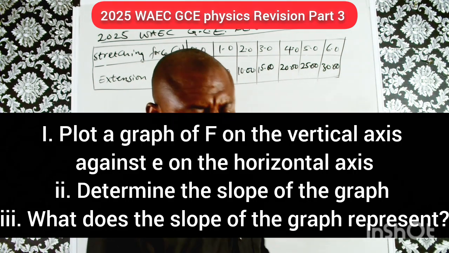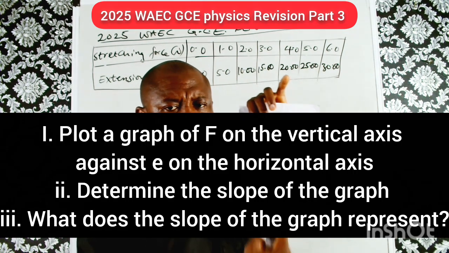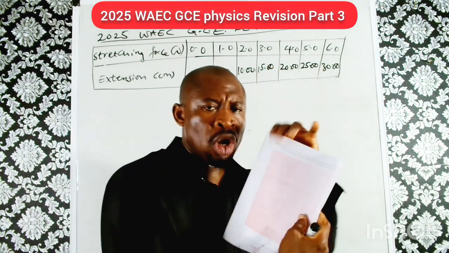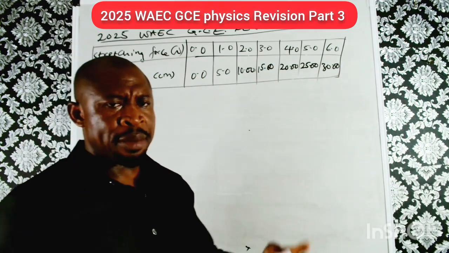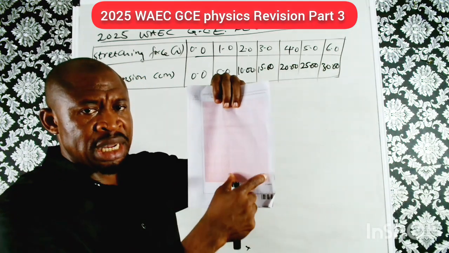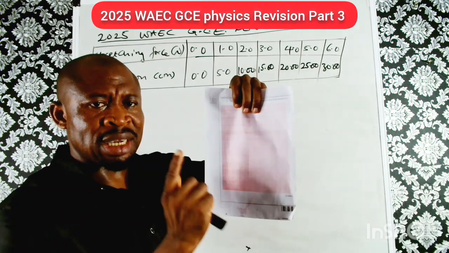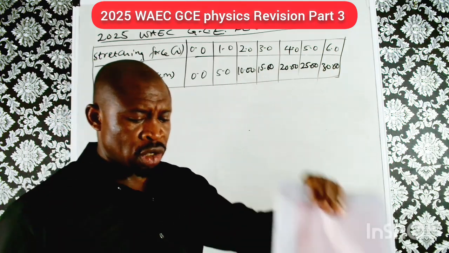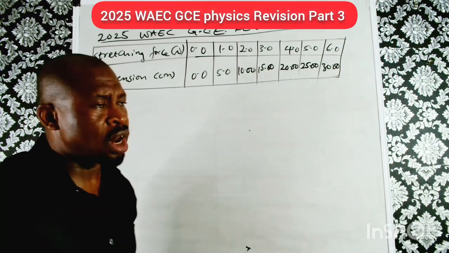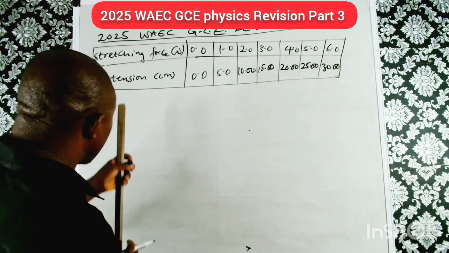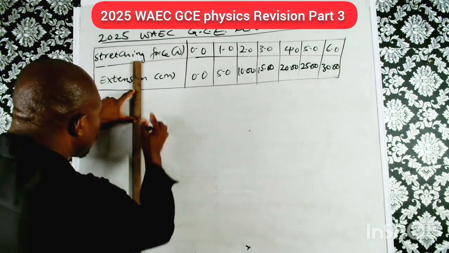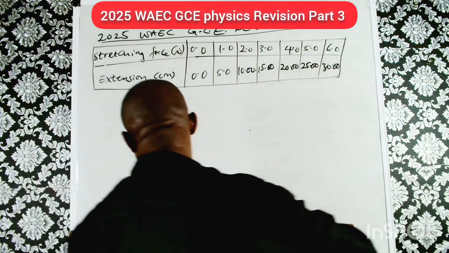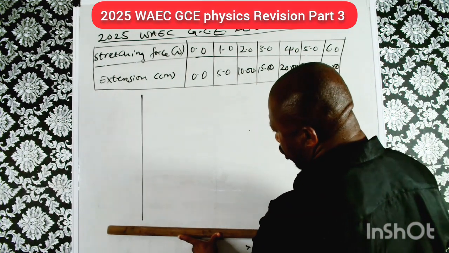Remember that since it is a WAEC exam, you will be given a graph sheet where you will do the plotting. So I'm going to do the plotting on the board here, but in the exam, please use your graph sheet, your scale, which is very important, and then how you plot. Now let's take it one after the other. The first thing we do is to draw an axis, draw the horizontal.